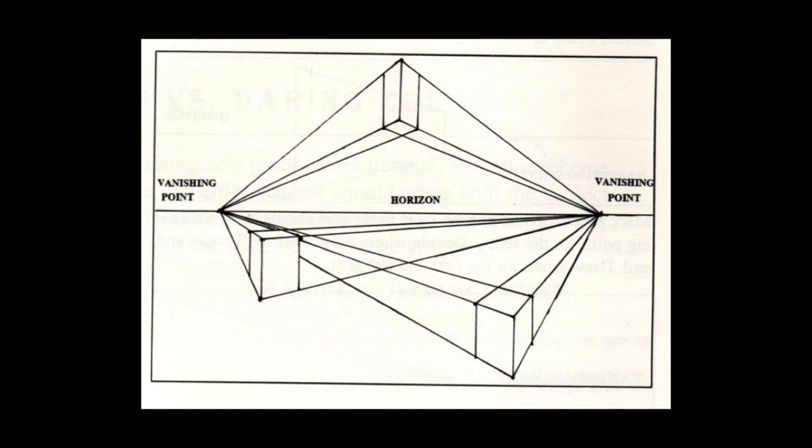So here's just another drawing of objects above and below the horizon line. Notice that objects below the horizon line, those diagonals are all moving upwards, they're all going up to the vanishing point. For the object that's above the horizon line, those diagonals are sloping downward to the vanishing points.